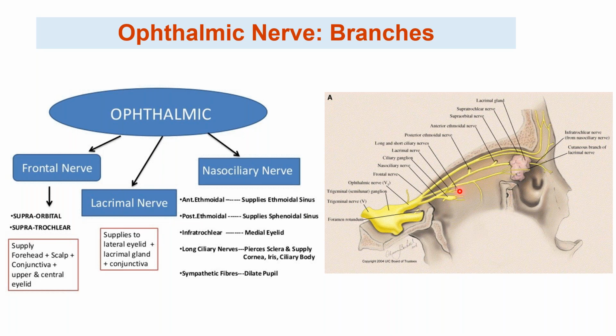The long ciliary nerve is going to pierce the sclera and supply the cornea, iris, and the ciliary body. And for the dilation of pupil, the sympathetic fibers from the nasociliary. So these are the branches of the ophthalmic nerve.